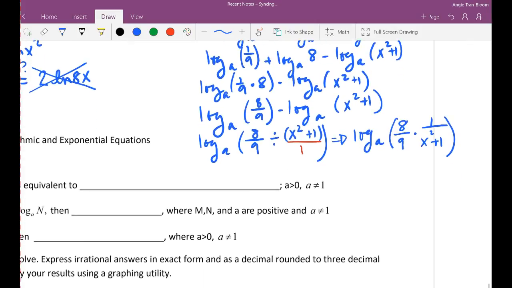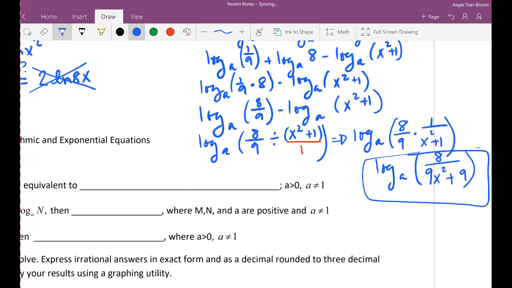Okay. How do we multiply that? Multiply across. Across, right? Okay. So our final answer is log base A of what? 8 all over 9x squared plus 9. Beautiful. Since I cannot simplify that any further, that will be my final answer.